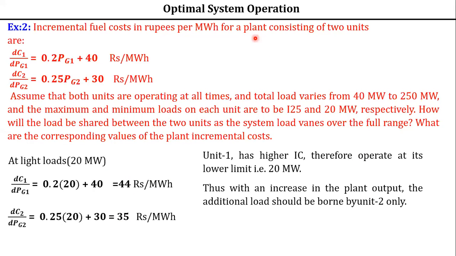Now you see, till IC2 becomes 44, that's what I explained. Any additional increase in the plant output will be borne by unit 2 only, till IC2. IC2 means dC2 by dPG2, the incremental fuel cost, till it reaches 44 rupees per megawatt hour. Understood? So keep this point in your mind.